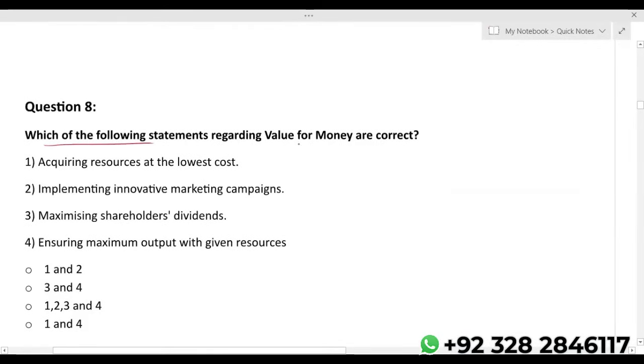Question 8, which of the following statements regarding value for money are correct? Acquiring resources at the lowest cost. True.